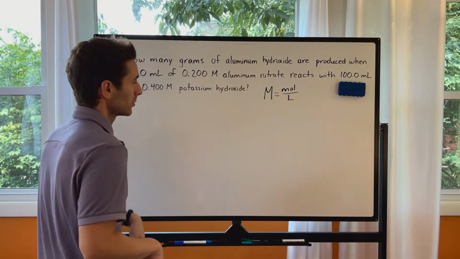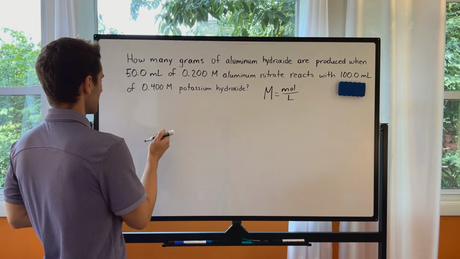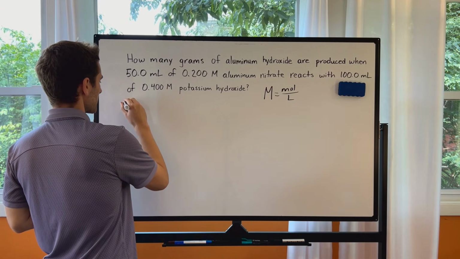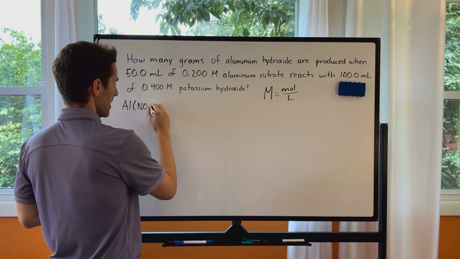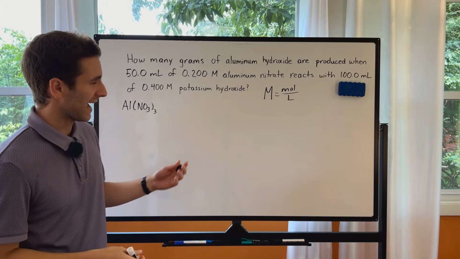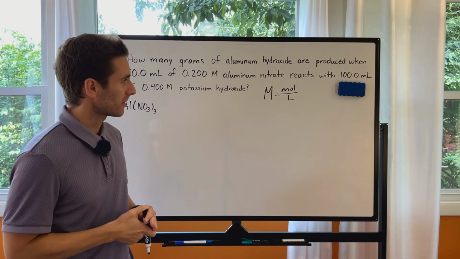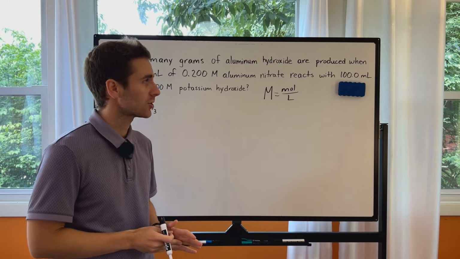So we have aluminum nitrate reacting with potassium hydroxide. So aluminum nitrate, that is Al(NO3)3. And I'm going to write states of matter as well. You don't really have to do this for this problem, but a lot of times in AP Chemistry you'll be expected to, so I'm going to do that just to show you.